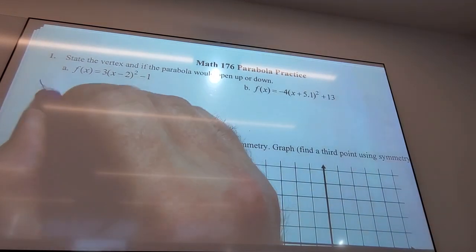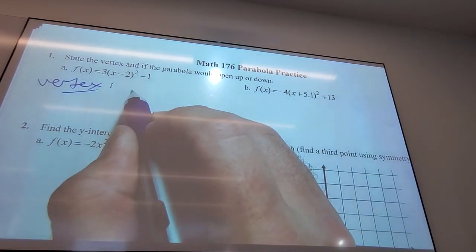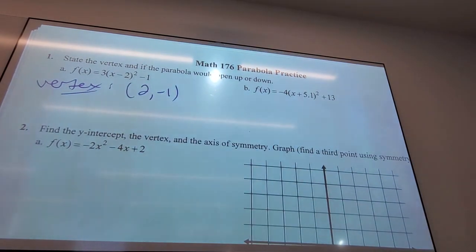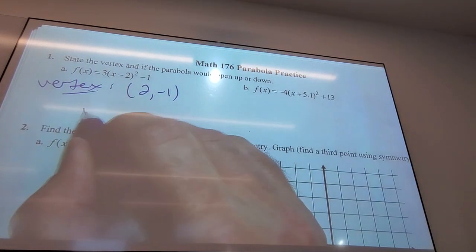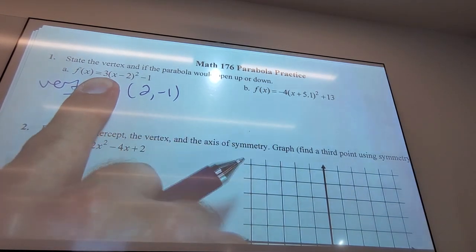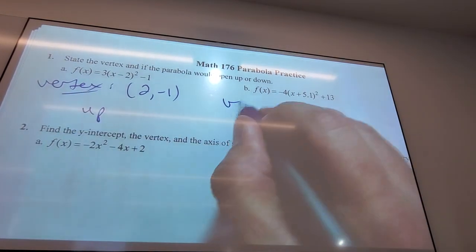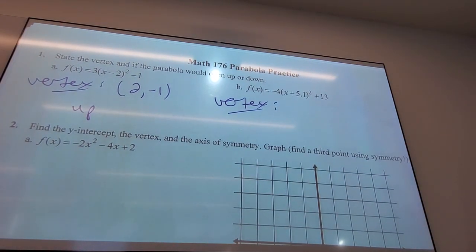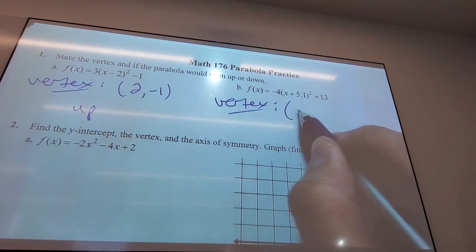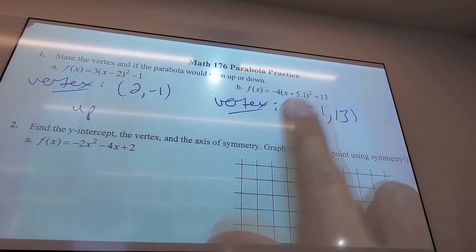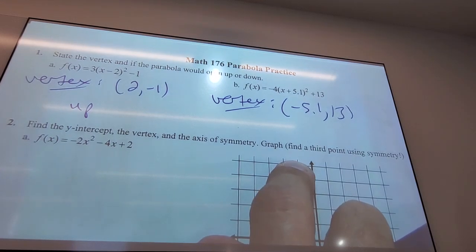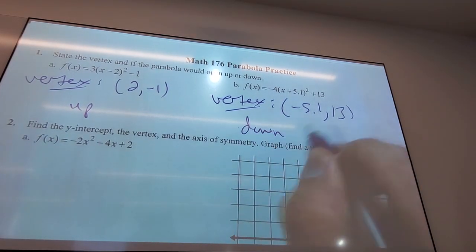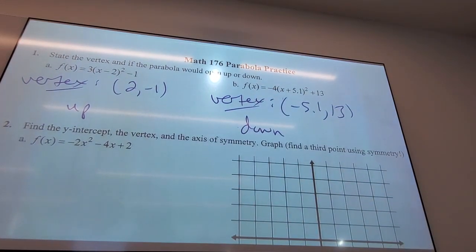So the first one here, what's the vertex? You can just see it, right? (2, -1). Does it open up or down? Because the first number is positive. People freeze up when they see this problem, but we don't care that it's got a decimal. What's the vertex? (-5.1, 13). Good, because it goes back 5.1, it goes up 13. Does it open up or down? Down, because it's negative. Yeah, okay, cool.